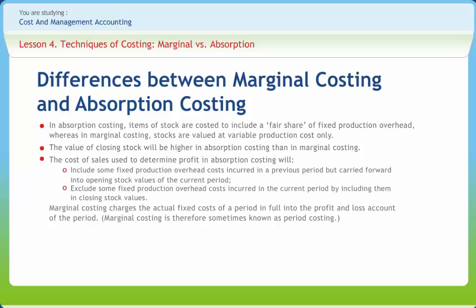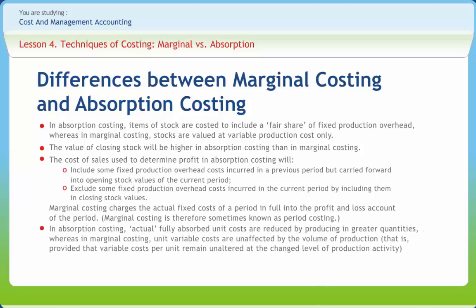In contrast, marginal costing charges the actual fixed costs of a period in full into the profit and loss account of the period. Marginal costing is therefore sometimes known as period costing. In absorption costing, actual fully absorbed unit costs are reduced by producing in greater quantities, whereas in marginal costing, unit variable costs are unaffected by the volume of production, provided that variable costs per unit remain unaltered at the changed level of production activity.